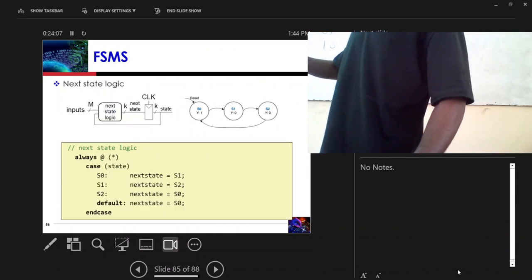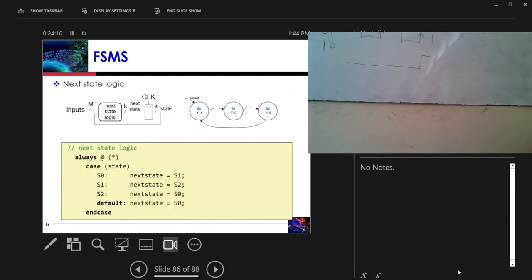So now the next one is the next state logic. The next state logic will define how, or when, to move from one state to another. Very easy. You use always at, then case state. If you're in state S0, the next state is S1. If you're in state S1, the next state is S2. If in state S2, our next state is S0.